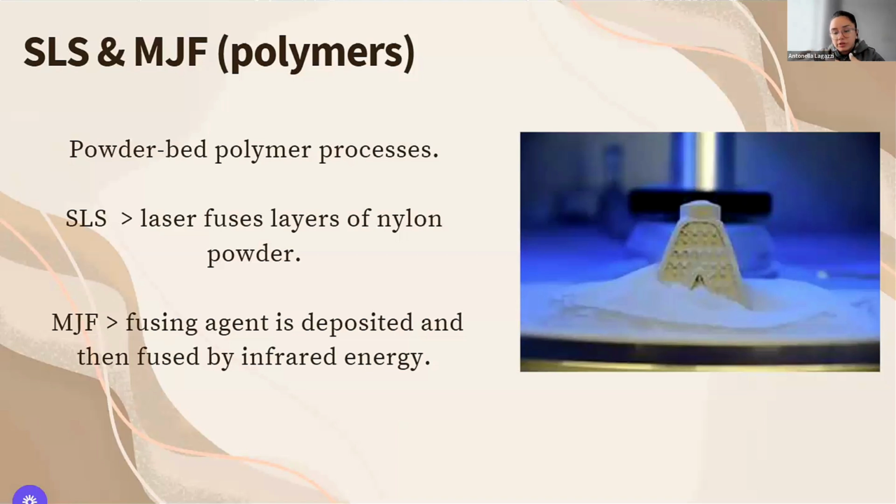Because the surrounding powder supports the part, we don't need support structures. The parts are strong and can have very complex shapes, so we have small angles or difficult shapes. The surface can be slightly rough or grainy because we build these parts from powder.